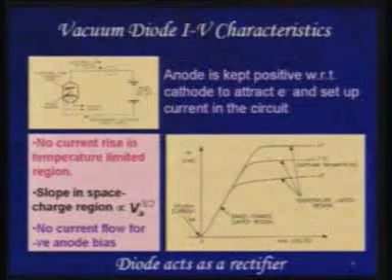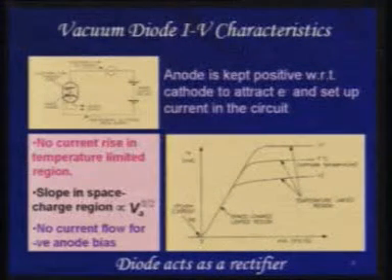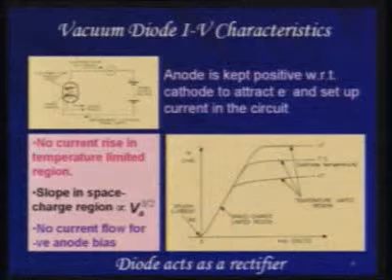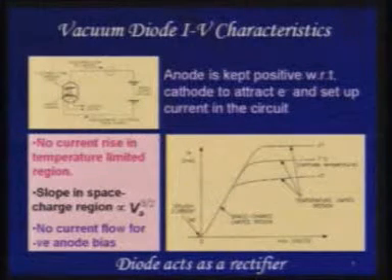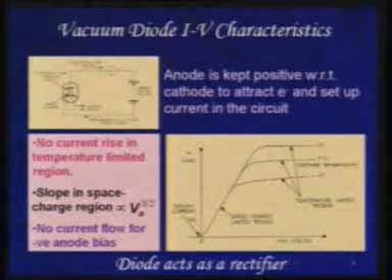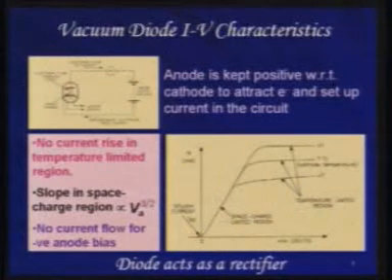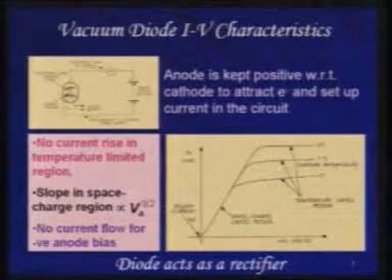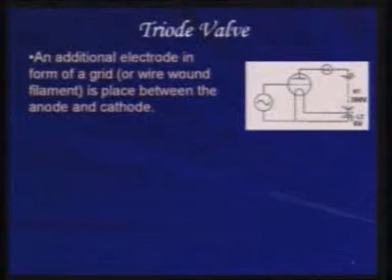Rectification, as you know, if we have a sine wave which goes from negative to positive, then the rectifier is the one which allows only the positive cycle to pass through, whereas the negative cycle is clipped. So this is exactly what we are seeing now in this vacuum diode. Now what is happening here?